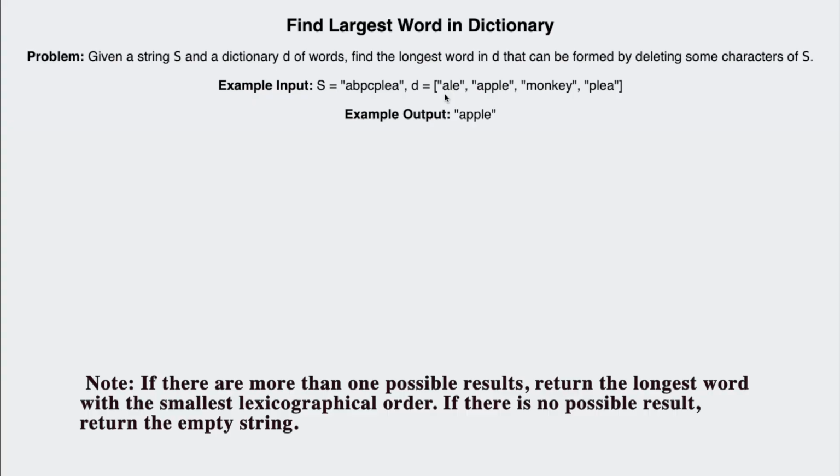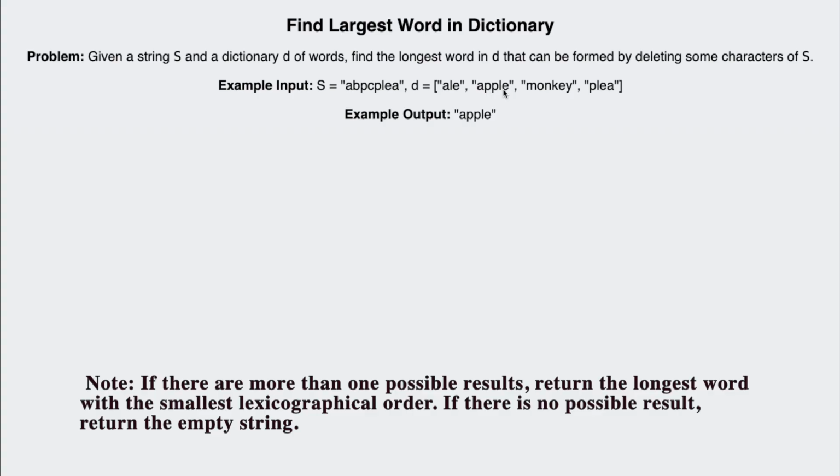That's essentially what we have to check: that all the characters of this word appear in this string in sequence. There might be other characters before and in between the characters we are matching, but if they appear in sequence, we can form this word of the dictionary using string S by deleting some characters. Then we have to find the longest such word from this dictionary. ALE can be one candidate. It's a valid string which can be formed from string S.